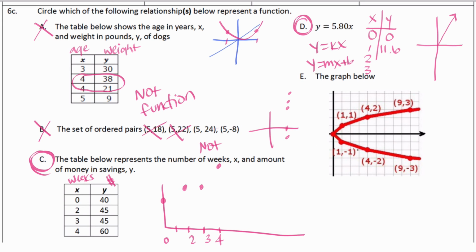Last one, this graph below. Well, if I were to make a table out of this, I would quickly see that an x value of 1 has an output of 1, but it also has an output of negative 1. An x value of 4 has an output of 2, but it also has an output of negative 2. So we also call that the vertical line test. This x value here, 4, has 2 different outputs, so that is not a function. So we're going to say not a function.